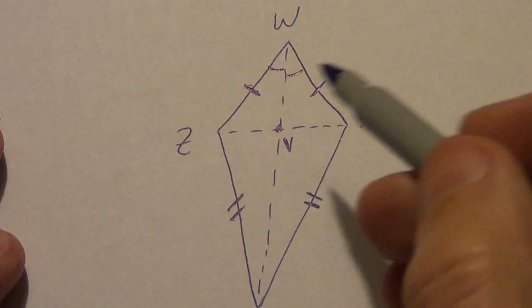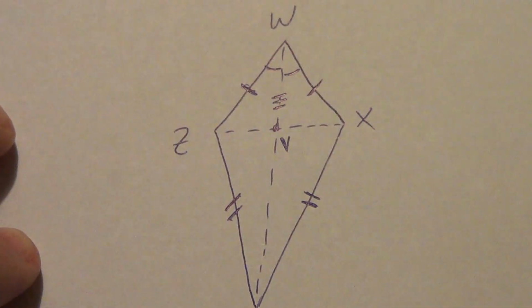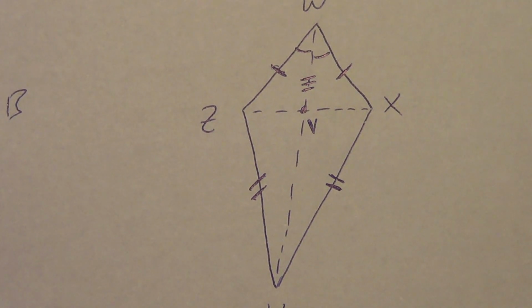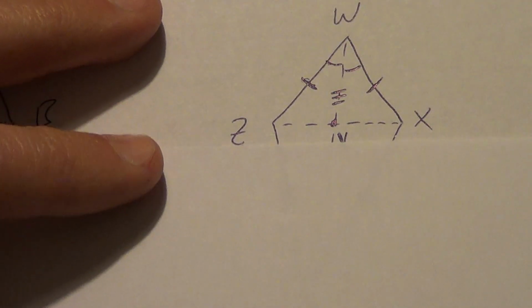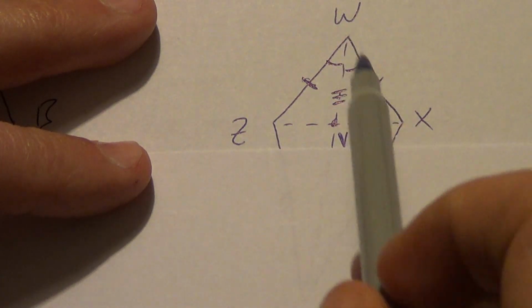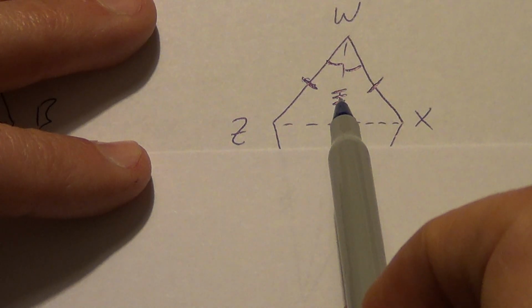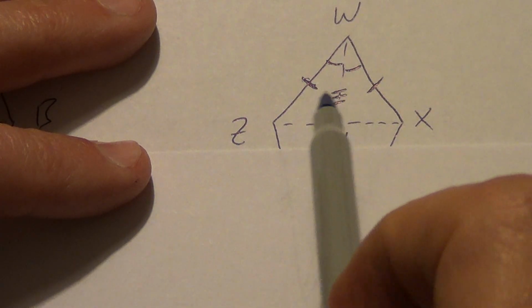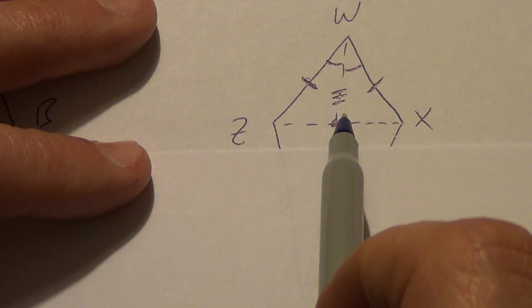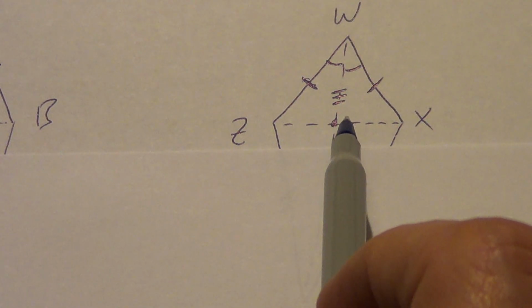Now WV is congruent to itself. I'm going to put 3 marks. Now if we only look at the top part of this kite, where we have 2 triangles, just look at that top part. This triangle right here and this triangle right here, WZV and WXV, we have side, angle, side matching up with side, angle, side. So these triangles are congruent by side, angle, side. Now what does that tell us about these 2 angles right here? Well, once we have congruent triangles, we can use CPCTC again. So this angle right here is congruent to that angle right there.